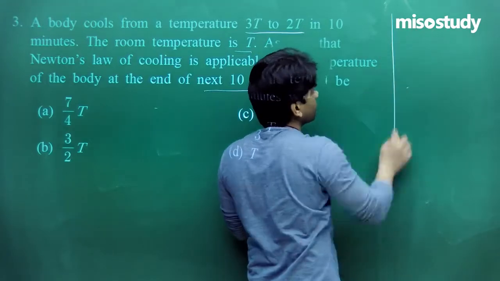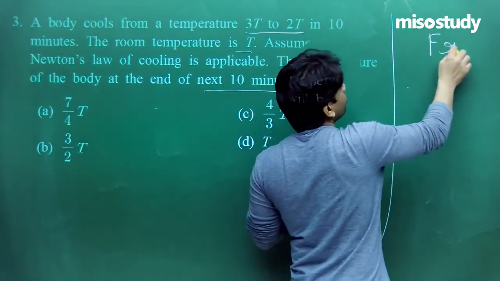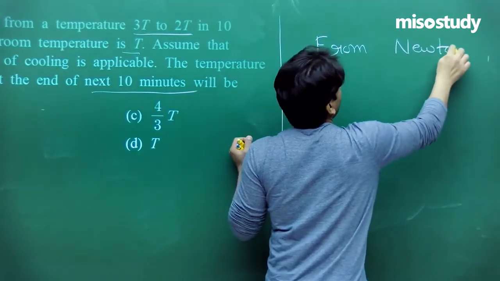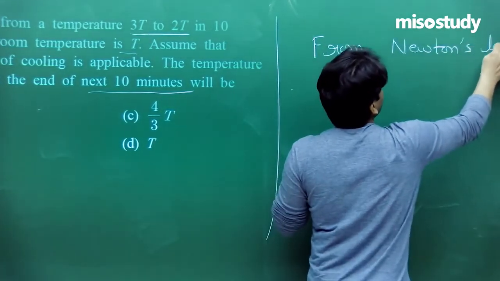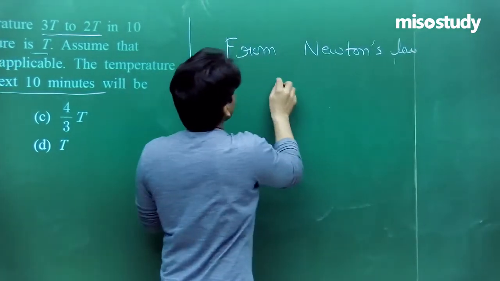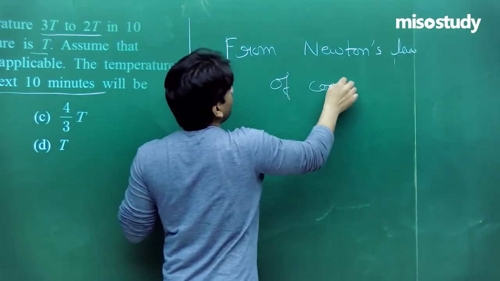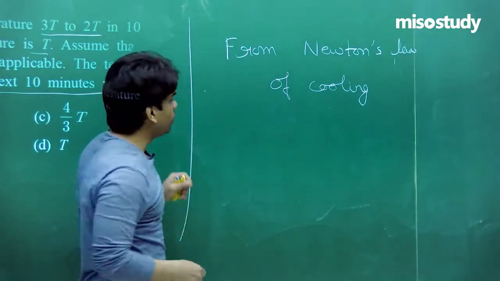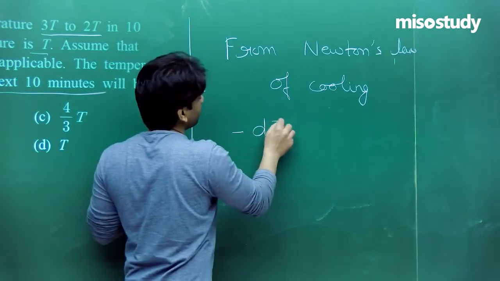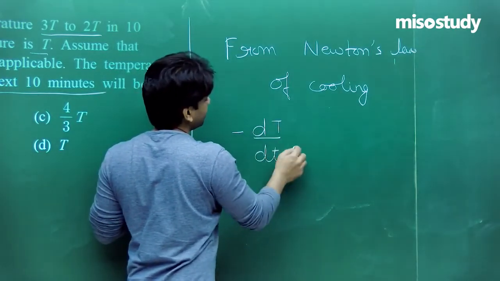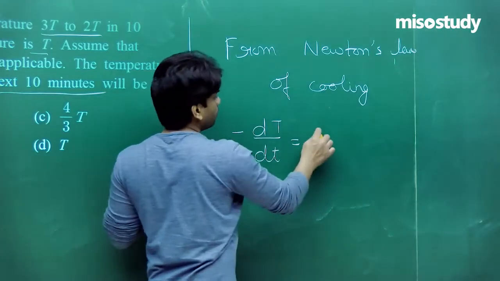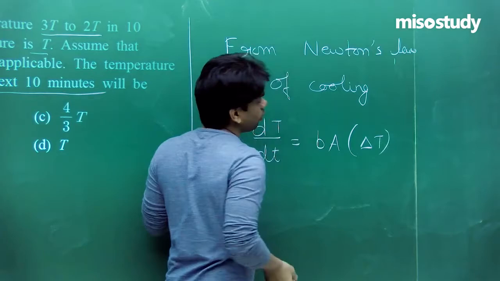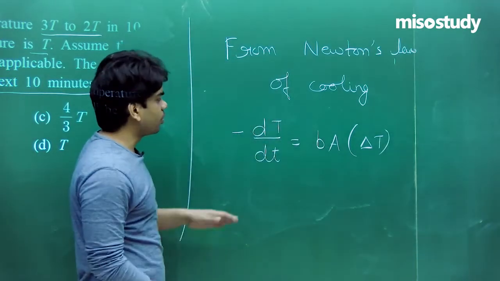First of all, what to apply? Newton's law of cooling. From Newton's law of cooling, we can say that the rate of cooling, which we have learned in class, minus dT by dt is equal to bA times the change in temperature of the object with respect to the surroundings. This is Newton's law.